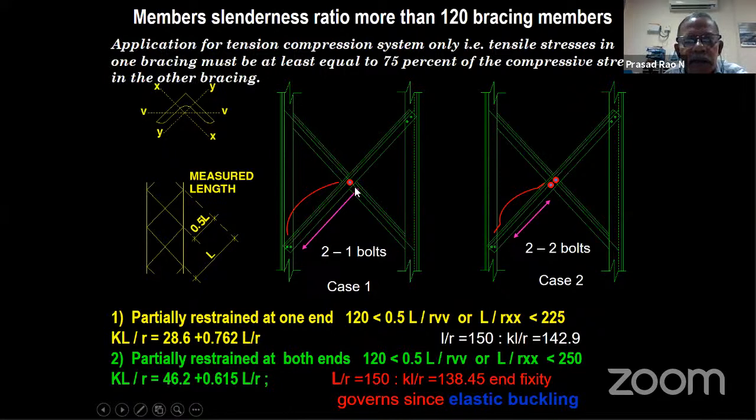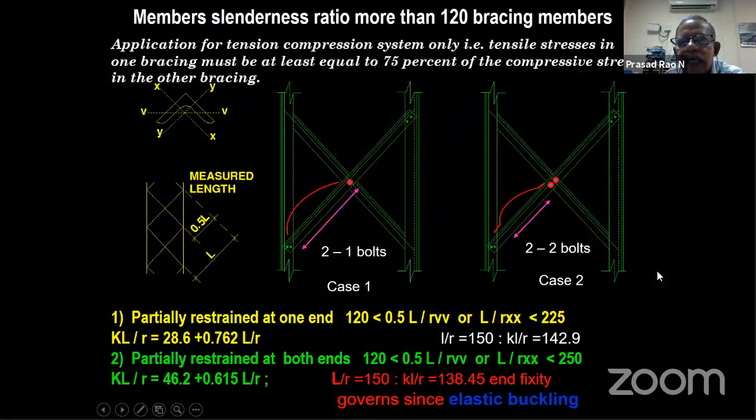Assuming that the other member is having full tension, equivalent to 75% of tension. Suppose it is 10 tons, then 7.5 tons tension is there. One is subject to tension, other is subject to compression. Then it is partially restrained at one end. L by R is 120, beyond 120. Suppose I take L by R 150, your K L by R will become 142.9. So that means I am reducing my actual L by R by 8. That means I am increasing the stresses. The capacity is increasing. In the second case, if you see, I have 2 bolts on both the sides, and our L by R is in the elastic range.